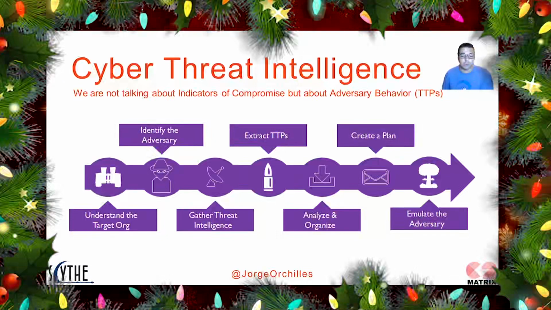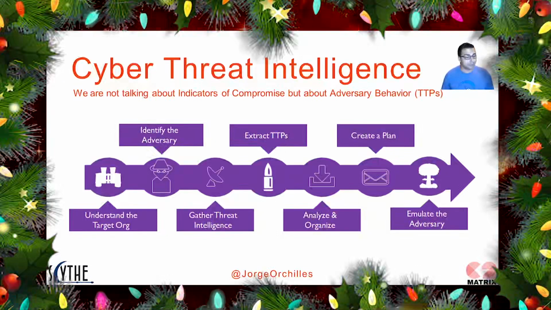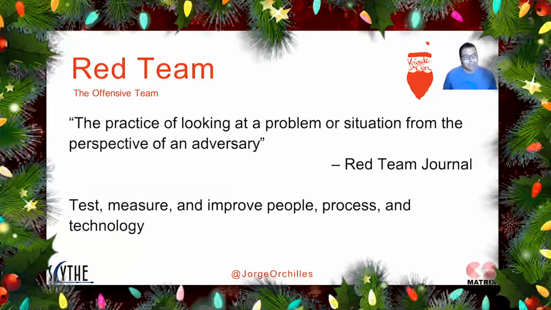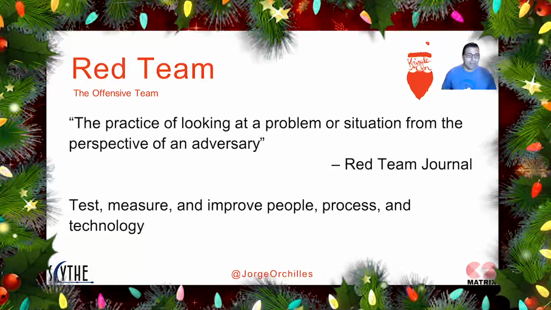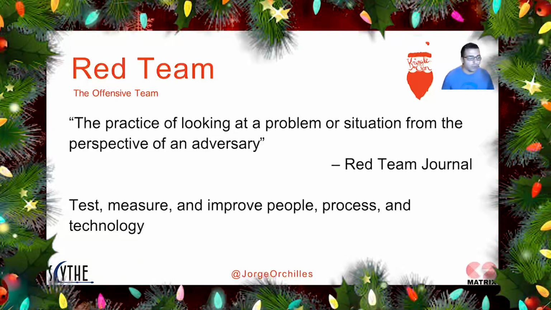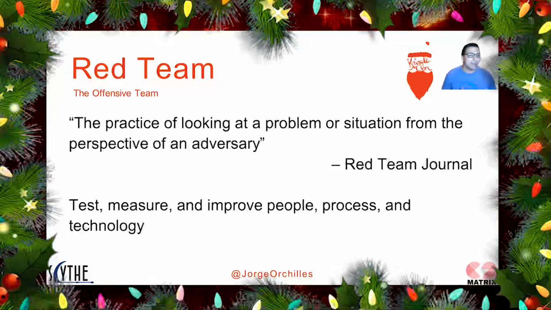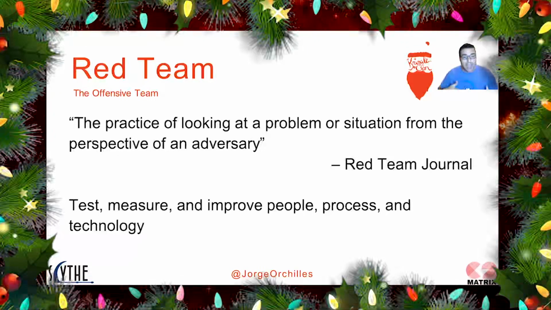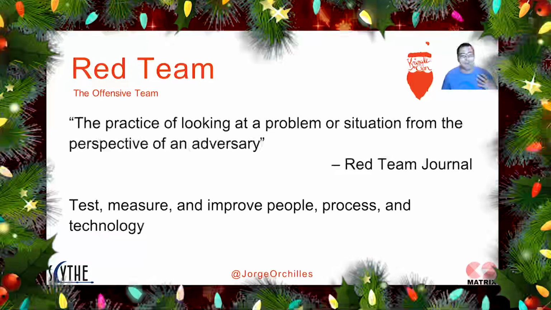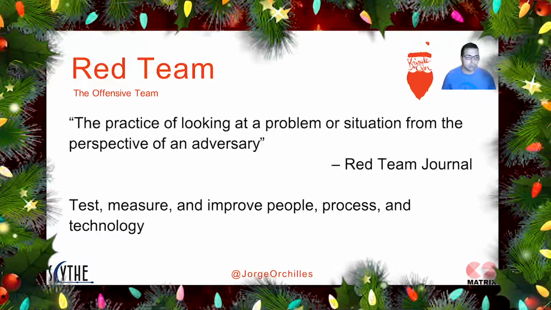Now, you can do this from a red team perspective where the blue team doesn't know about it, or you can do it as a purple team. Now, who's the red team? They are the offensive team, right? And red team, I love the Red Team Journal. They're back. Follow them on Twitter, redteamjournal.com. They have the definition that red teaming is the practice of looking at a problem or situation from the perspective of an adversary. But really what we're doing is we're testing, measuring, and improving, right, business value, people, process, and technology. Not only vulnerabilities in tech, but vulnerabilities in people and processes as well.